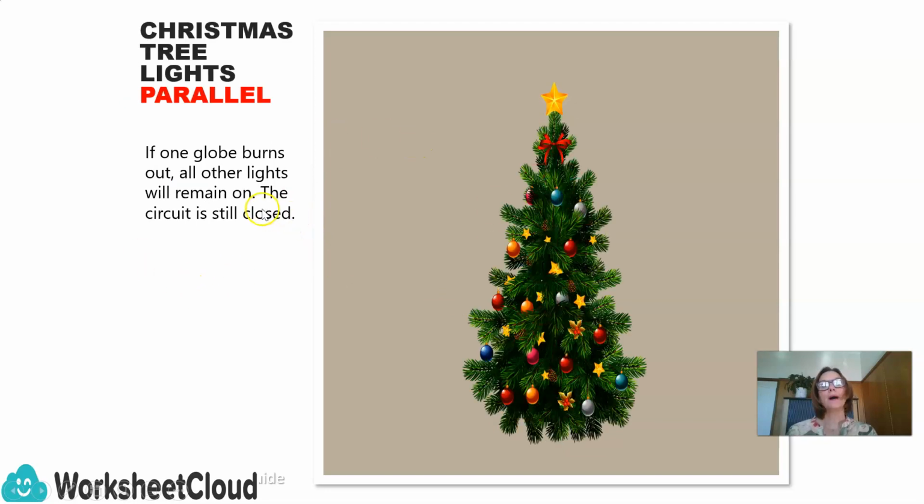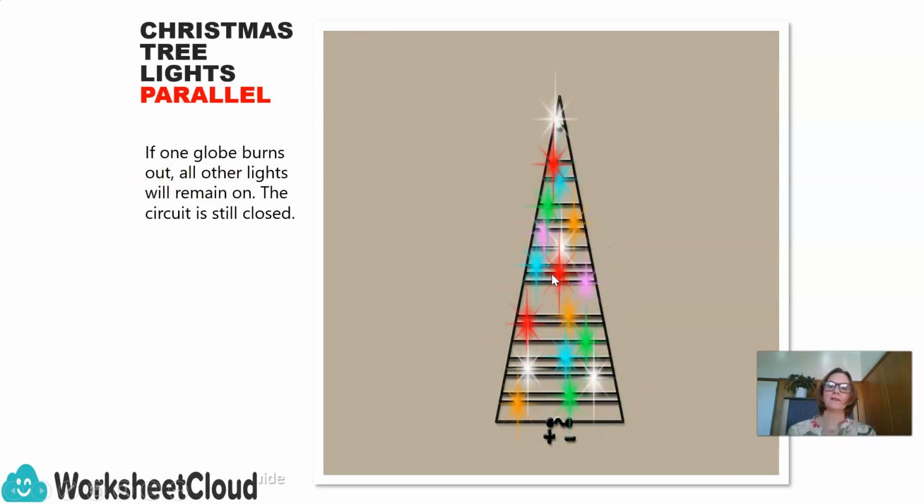But let's take a look in parallel now, and this is the benefit of parallel circuits. If one globe burns out, all the other lights will still remain on, and the circuit is still closed in parallel because they each have their own specific circuit to the power source. So amazing.